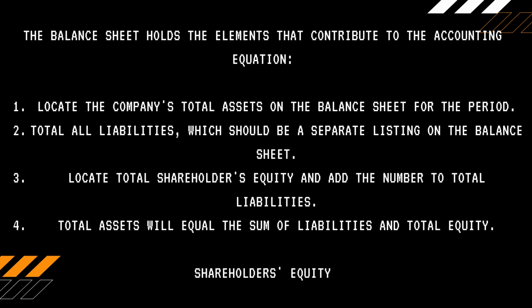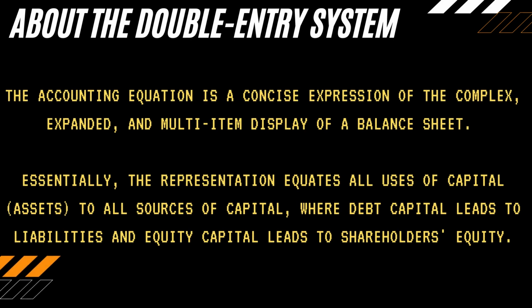Locate the company's total assets on the balance sheet for the period. Total all liabilities, which should be a separate listing on the balance sheet. Locate total shareholders' equity and add the number to total liabilities. Total assets will equal the sum of liabilities and total equity.